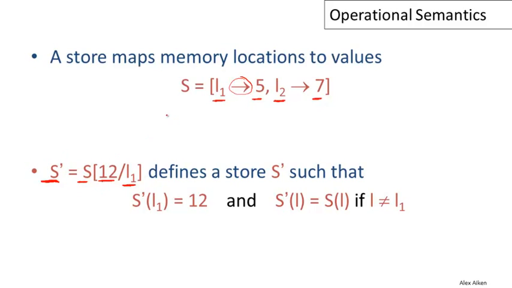Okay, so keep in mind here that stores are just functions, at least in our model. And so we can define a new store by taking the old function, the old store S, and modifying it at one point. So this defines a new store S prime, such that if I apply S prime to the location L1, I get out the new value 12, and if I apply S prime to any location different from L1, I get out the value of that location in store S.